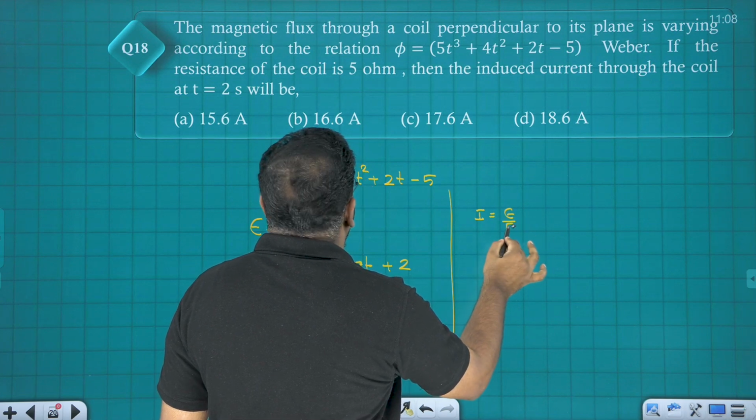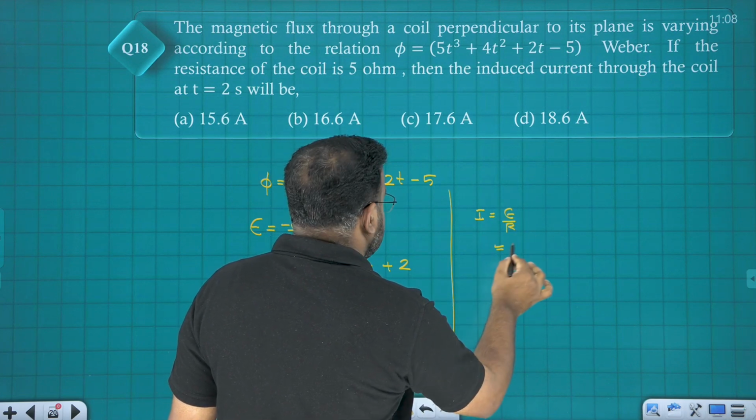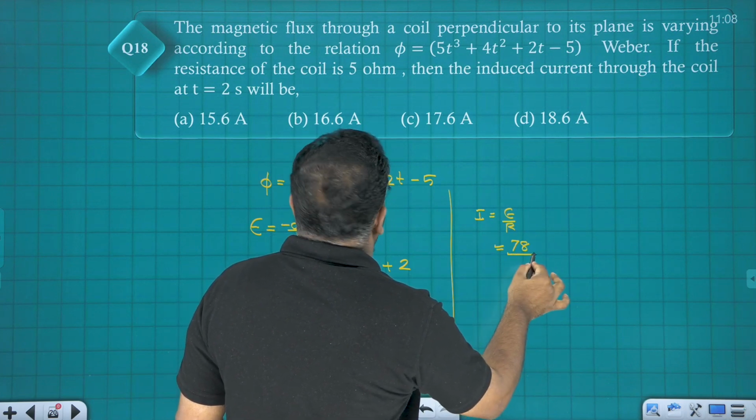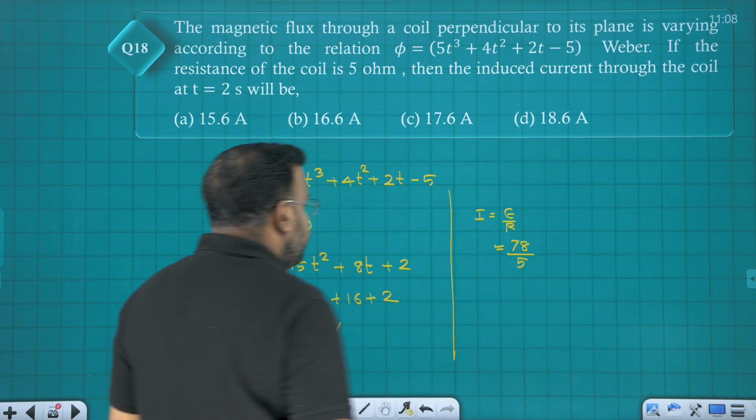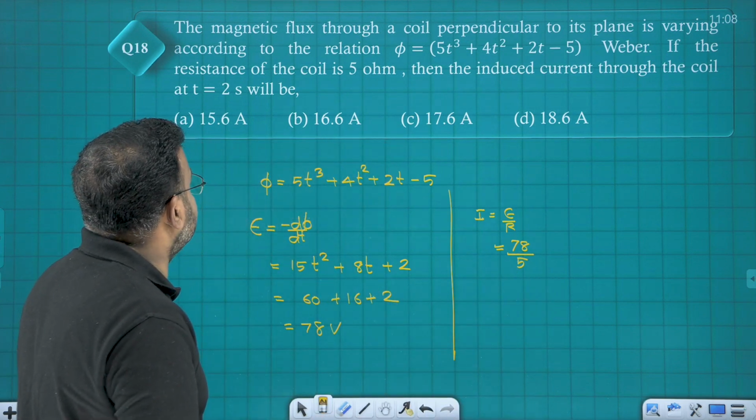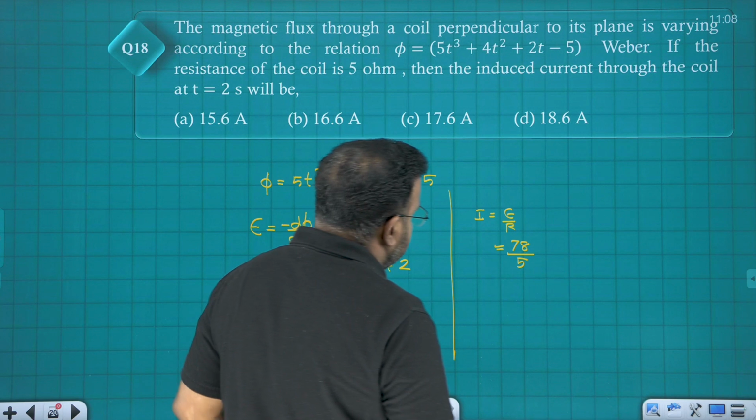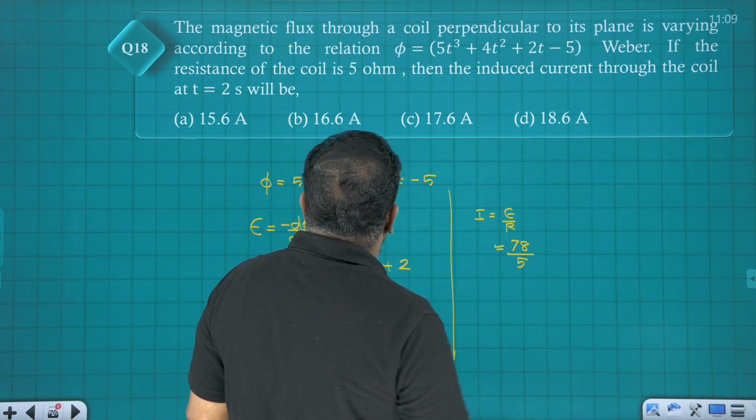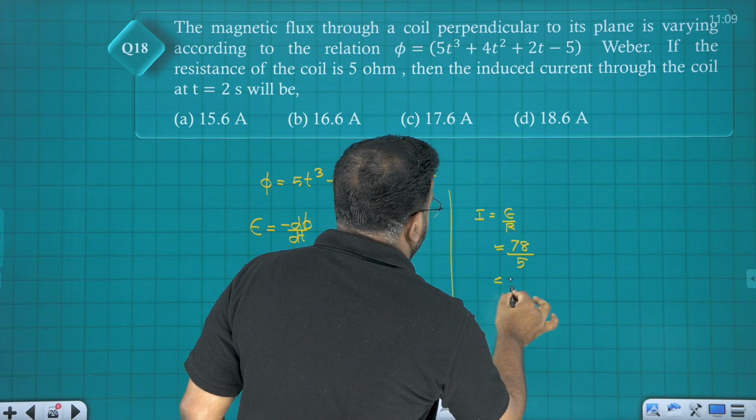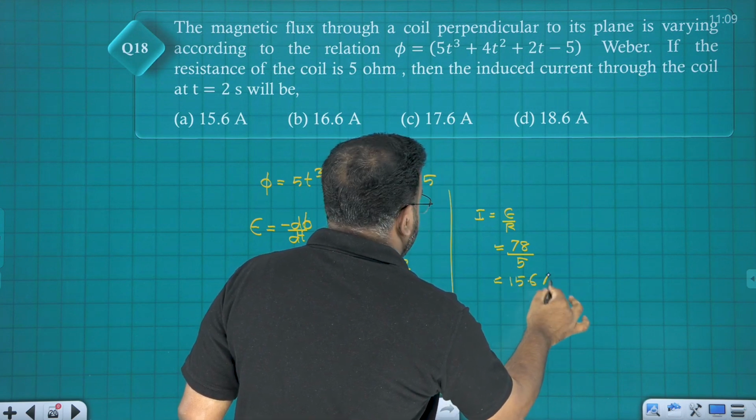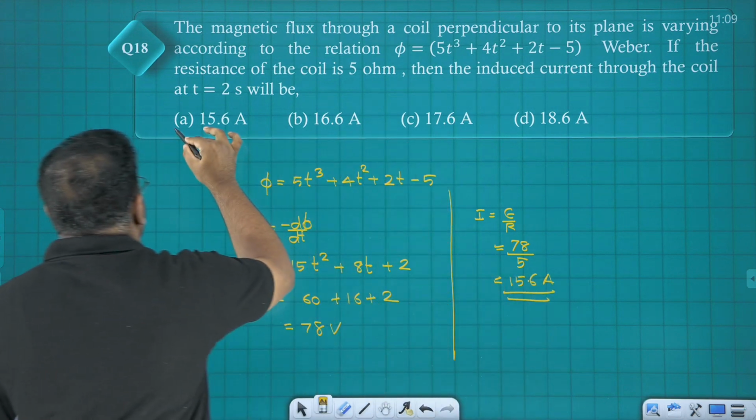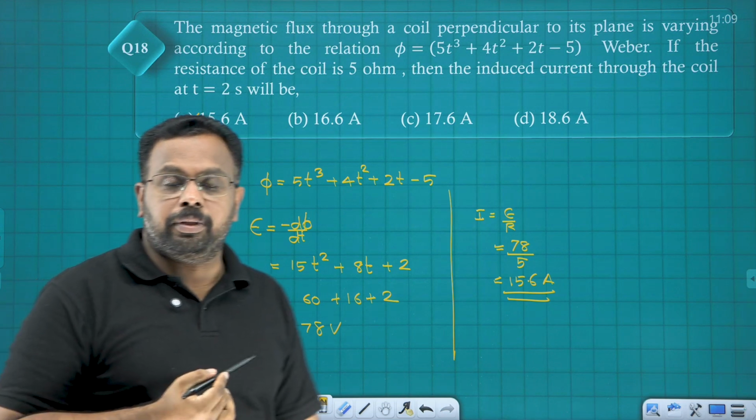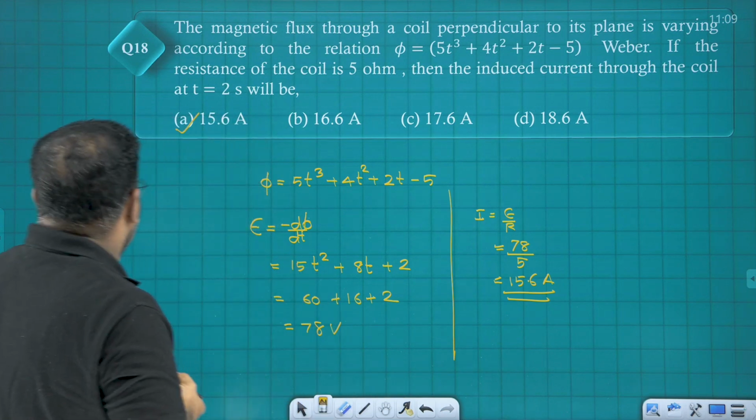E by R. What is E? 78. What's the resistance of the coil? 5. So we get 78 by 5. 78 by 5, if we are checking, we get it as 15.6. Yeah. 15.6 ampere. Option A is the right answer. 15.6 ampere. Okay.